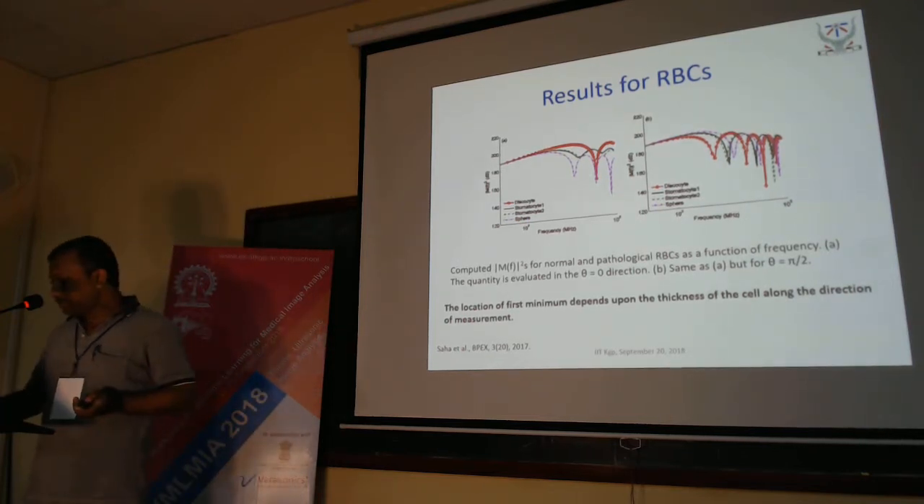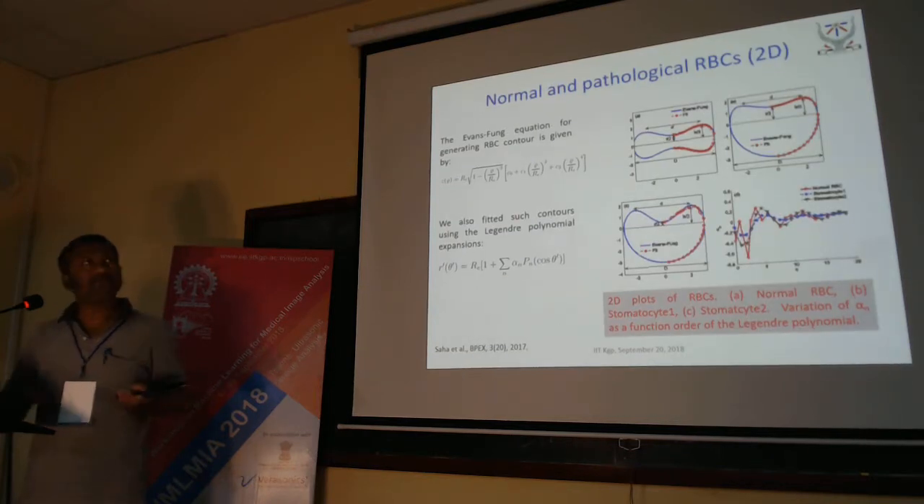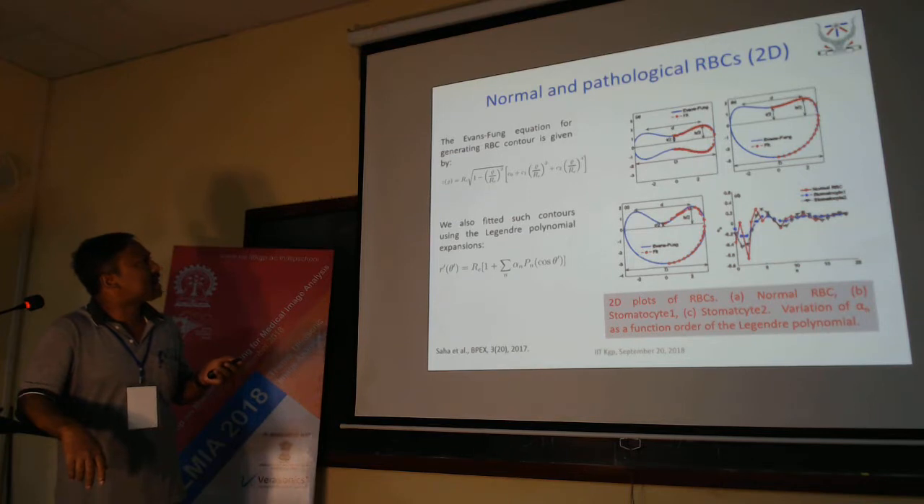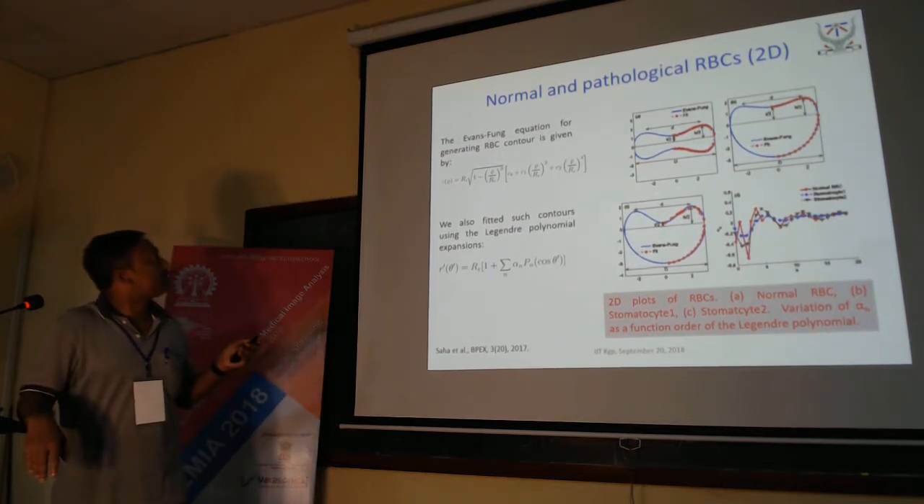Okay, in this context, we theoretically generated RBC shapes. There are several models, for example, the Evans-Fung model.